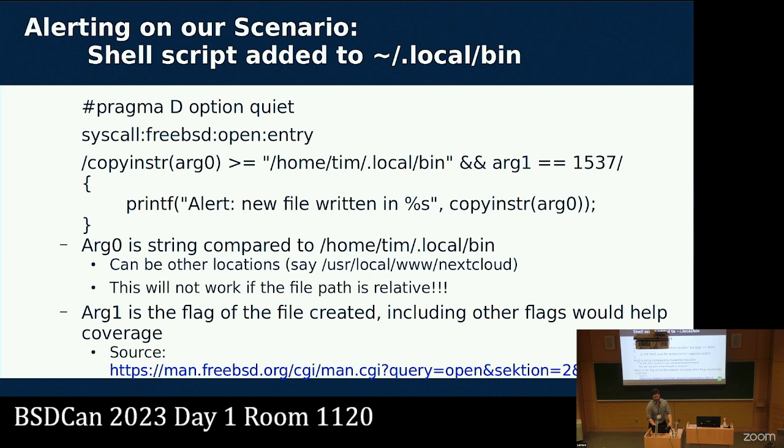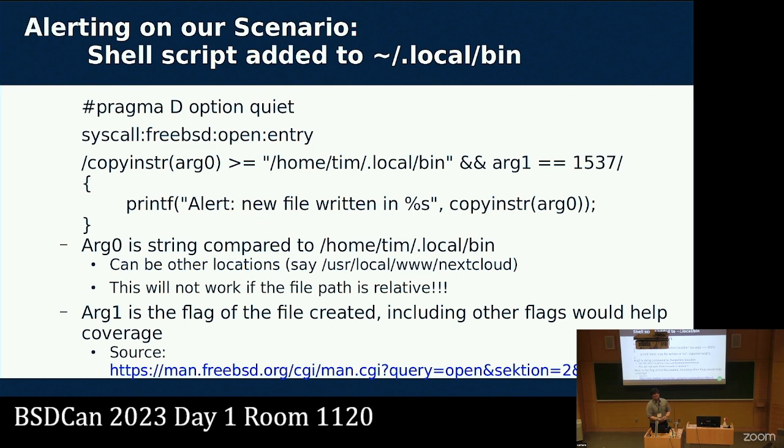And then, all right, here's the next script, for a shell being added to local bin. And this is a little bit more refined. It would be better to include the open syscall, but also the openat system call, because fetch uses open, but various other programs use openat. And as Capsicum becomes more prevalent, I think more are going to use openat, and that just uses the default file path.